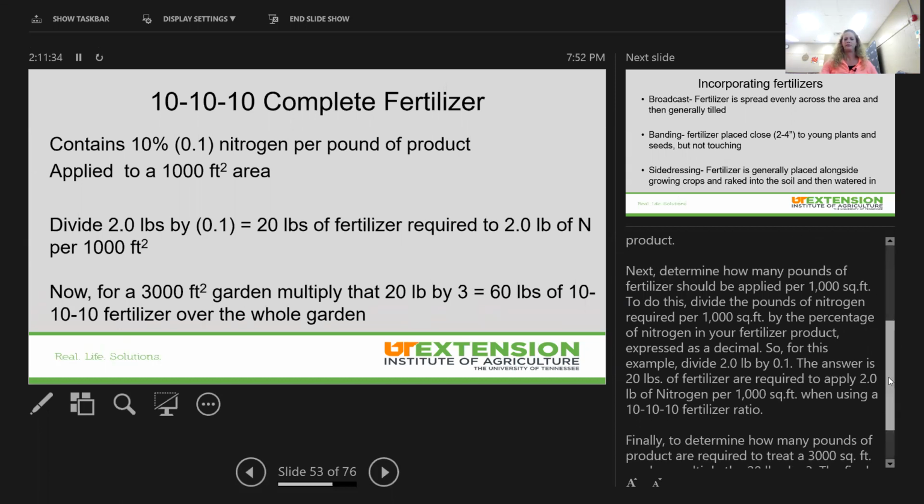So now to determine how many pounds of fertilizer should be applied per 1,000 square feet, we're going to divide the pounds of nitrogen required per 1,000 square foot by the percentage of nitrogen in your fertilizer product, 0.1. And always express that in a decimal. So for this, we're going to divide 2 pounds by 0.1. So the answer is 20 pounds of fertilizer is required to apply 2 pounds of nitrogen per 1,000 square foot using a 10-10-10 fertilizer ratio.